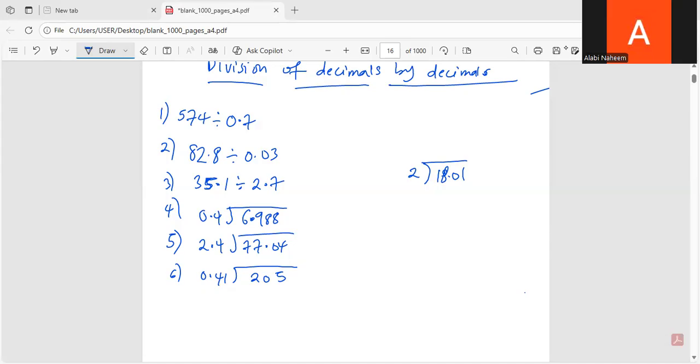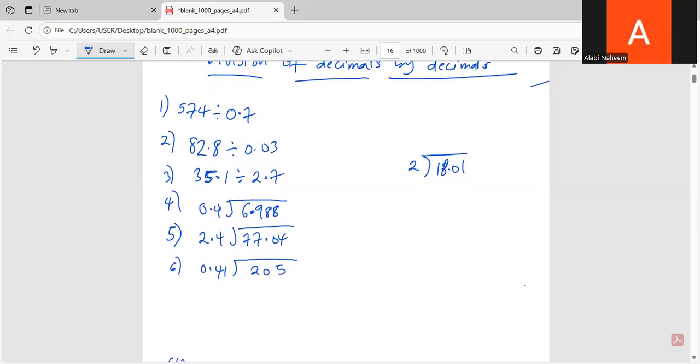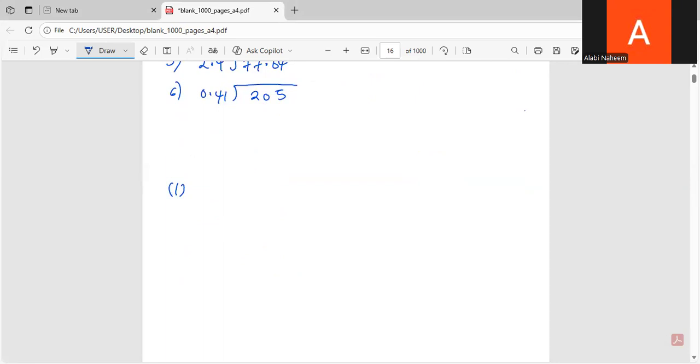In this video, we'll be discussing division of decimals by decimals. In the last video, we learned how to divide decimals by whole numbers. But in this video, we'll be dividing decimals by decimals. We can't divide decimals directly by decimals. We can't. So we have to convert the divisor to a whole number before we can divide.